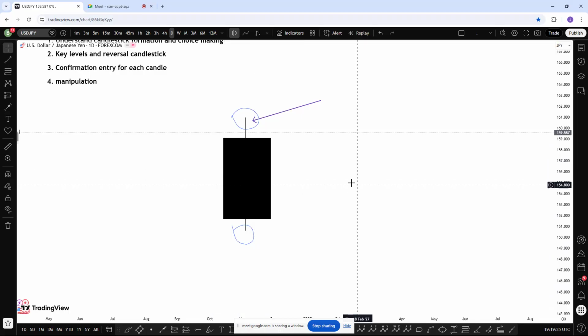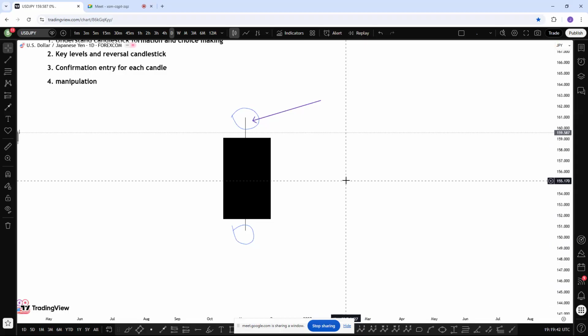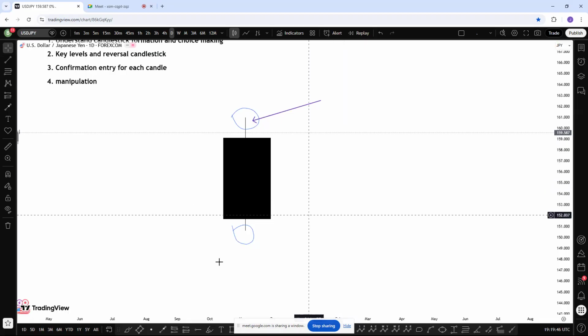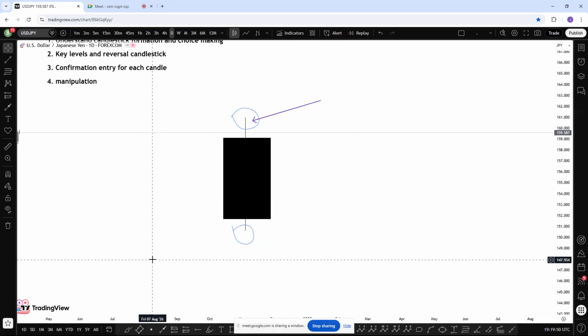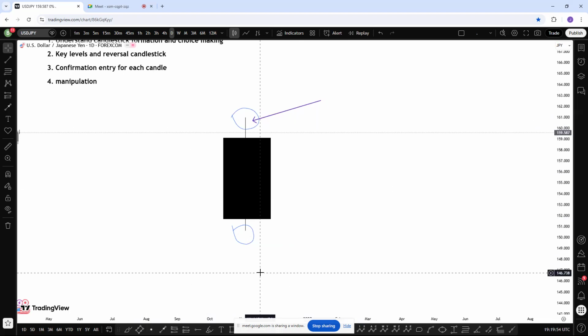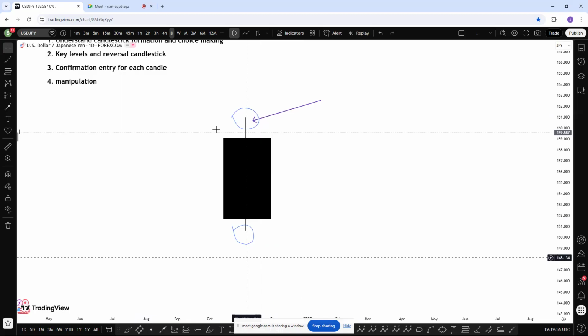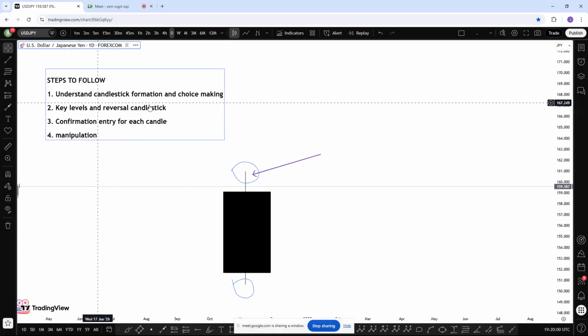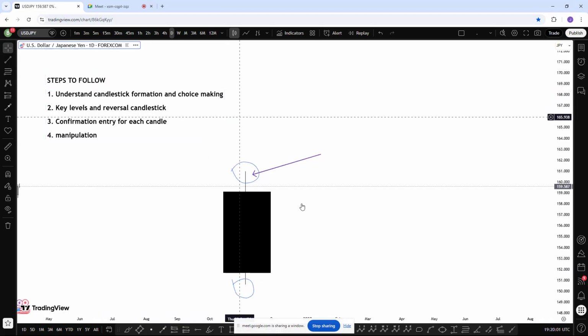You will have to understand it and then watch this video as many times as possible so that you really understand the process, because you cannot watch it once and think you have understood everything. So this is what I'm talking about: understanding candlestick formation and choice making.